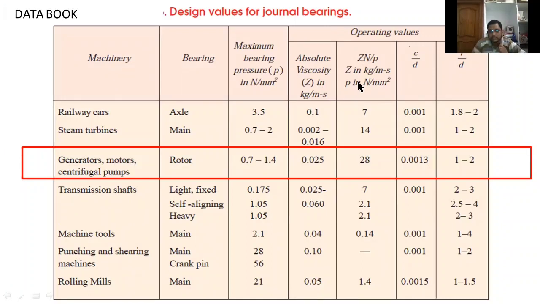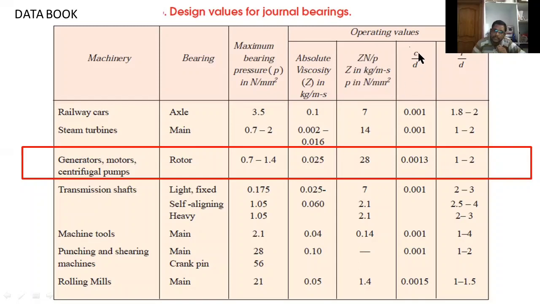Here this value is the bearing characteristic number, that is Zn by P. This value is in Newton per mm square. P, the bearing pressure, is in Newton per mm square, and Z is in kg per meter second. The total units for Zn by P is no units. Zn by P is a dimensionless number. There are no units for Zn by P.